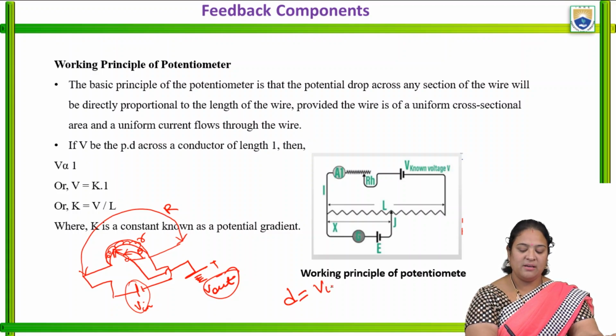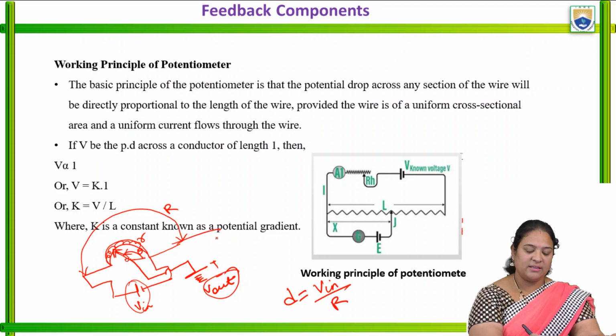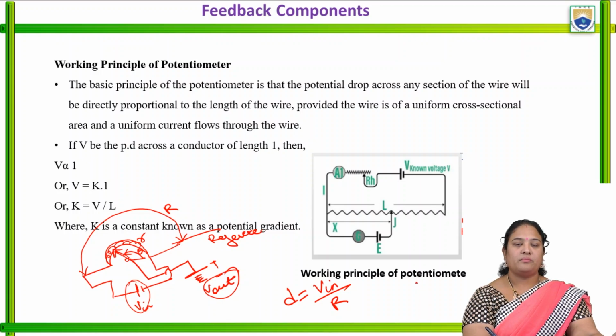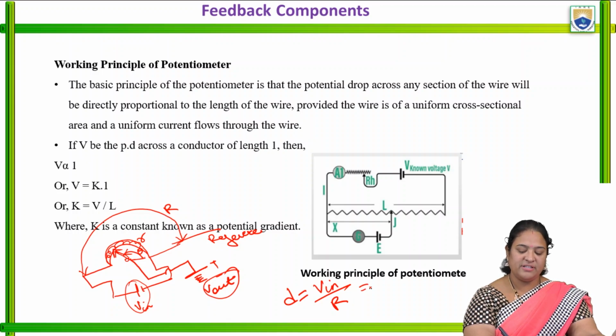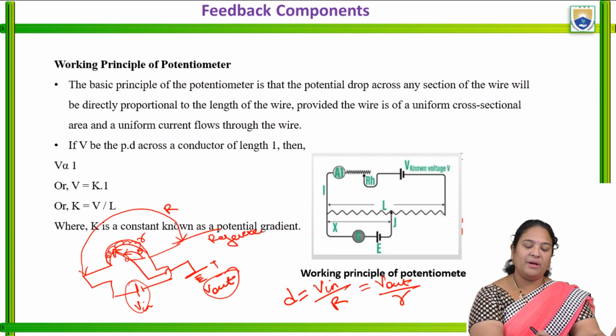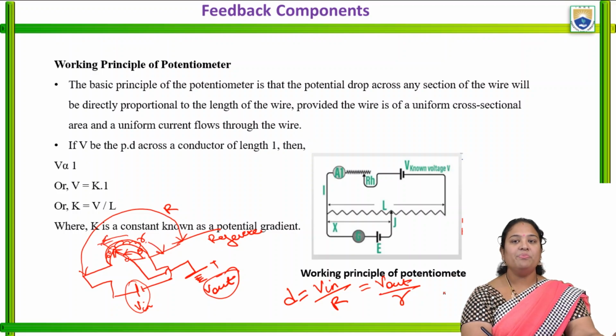In order to find out the displacement with the help of the potentiometer, the principle is determined as V in by capital R. This is the reference with the help of which we calculate the linear displacement and angular displacement. The formula is V in by R equals V out by small r, where capital R is the resistance of the overall potentiometer, and small r is the resistance with respect to the wiper.